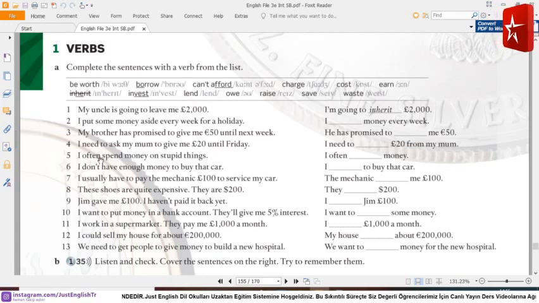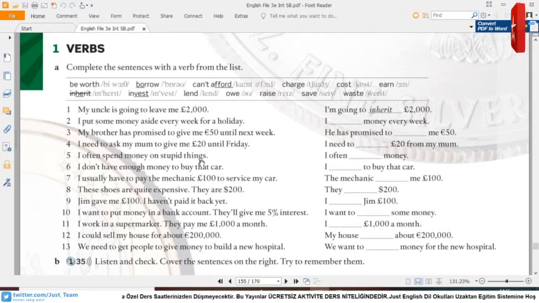Let's continue with number 5. I often spend money on stupid things. Stupid things are the things that you don't actually need. They are not important, but you spend your money on them. So, which verb should we use here for number 5? I often spend money on stupid things. I often what? Yes, waste. Waste is the correct answer. I often waste money.